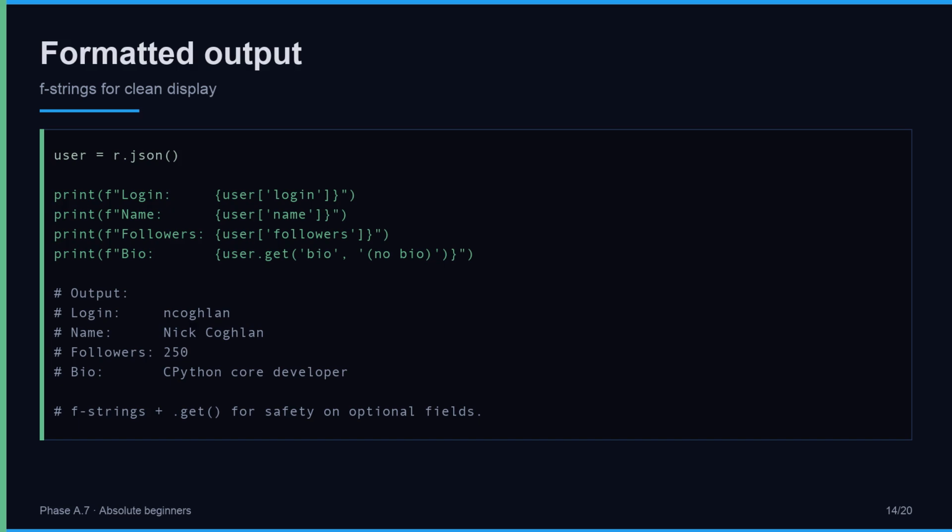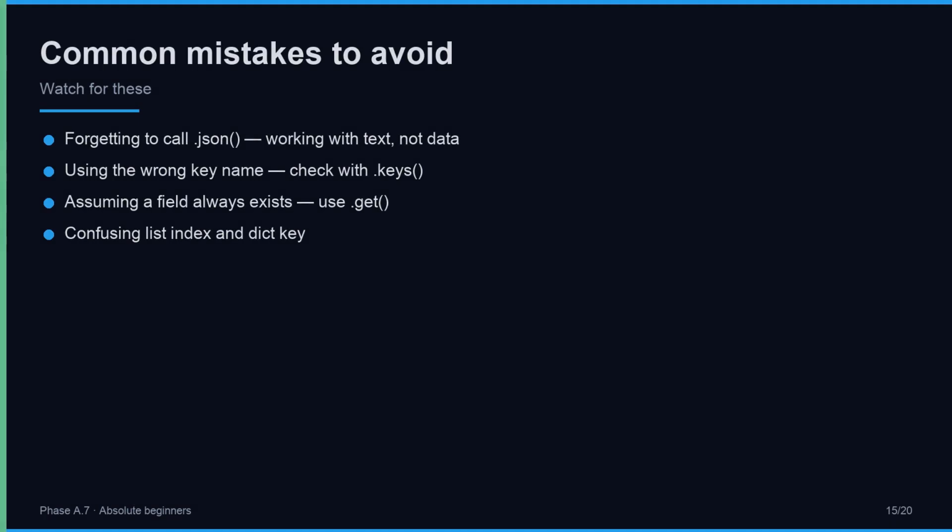Some users have a bio, some do not. .get returns the string "no bio" in parentheses when the field is missing, instead of raising a KeyError. That is the safe access pattern from the collections lessons, doing real work on real API data. F-strings and defaults.